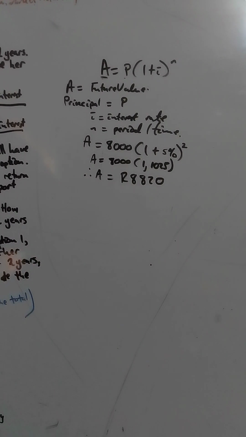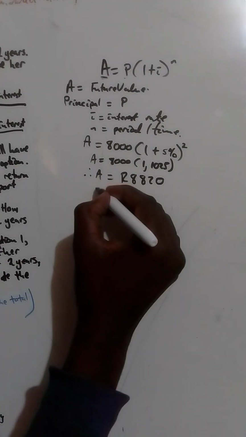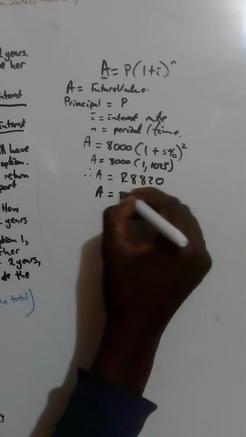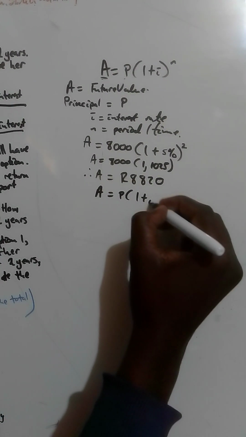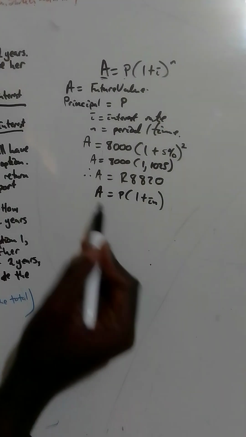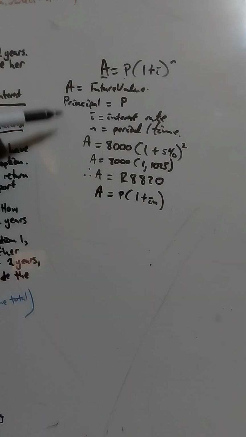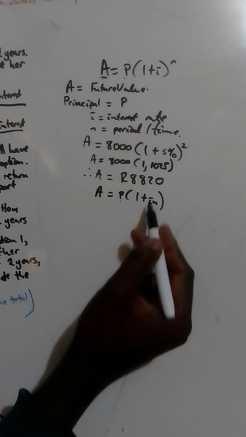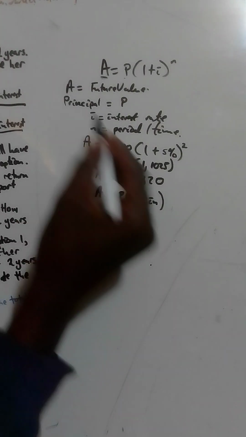So the simple interest formula now says what? A is equal to P open bracket 1 plus i n close bracket. We already know what it represents. What we said here, the P is principal, the i is interest rate, and n is the period.